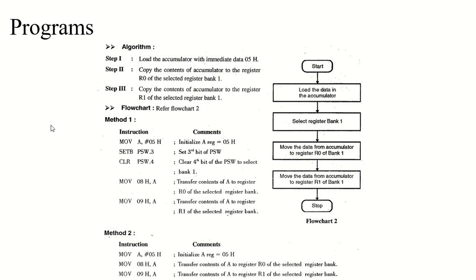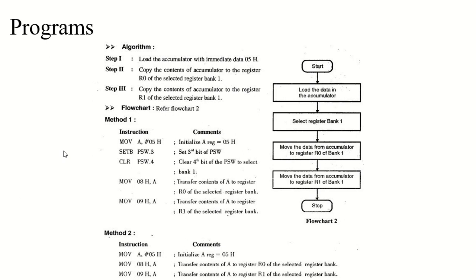Now we have to select register bank 1. And how do you do that? If you remember, when we discussed the memory organization of 8051, we discussed the selection of different register banks. In that, if you want to select register bank 1, you have to use SETB and CLR, two instructions. First we will use SETB PSW.3, which sets the third bit of PSW, and we will clear PSW.4, which clears the fourth bit of the PSW, to select my first bank.